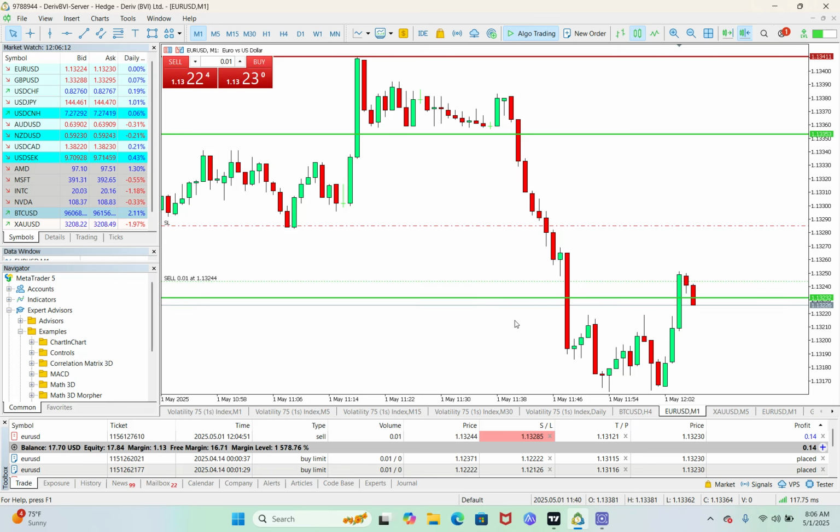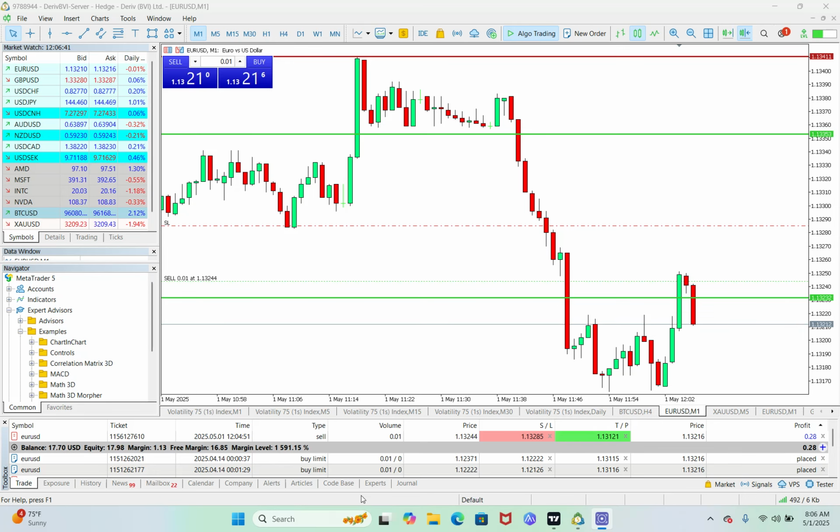Alright, so I'm gonna pick things up. So far we're in profit 14 cents, but to be honest, I'm not really interested in profit or loss. When I am trading, my only interest is finding the right opportunities and the rest will work itself out. So let that trade run, and let's see if I can find some more trading opportunities in the market.